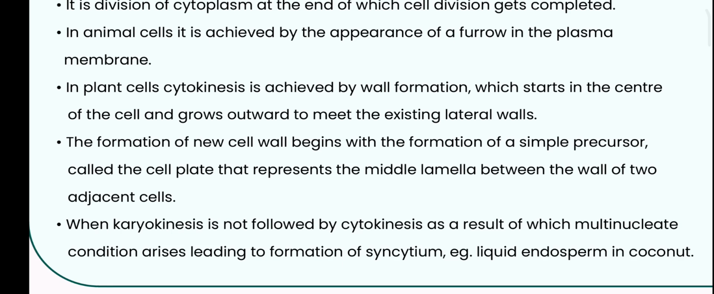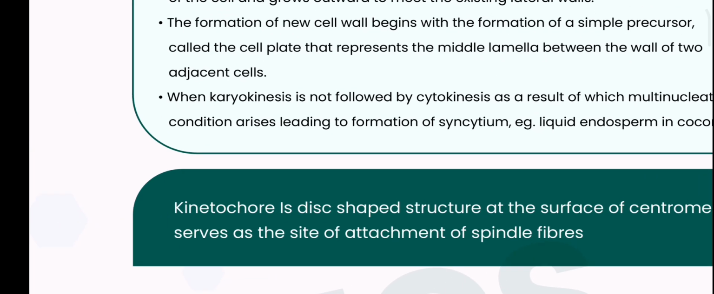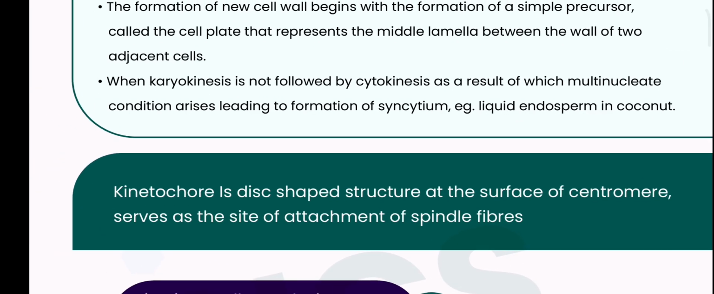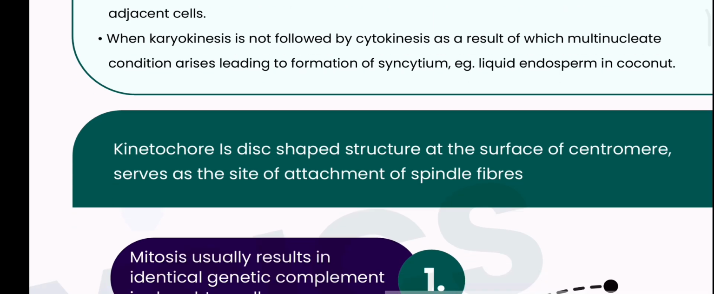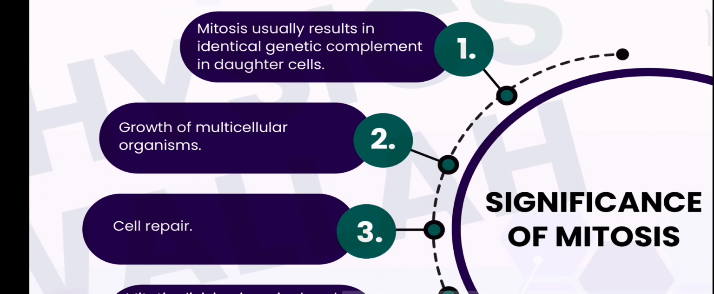When karyokinesis is not followed by cytokinesis, a multinucleated condition arises, leading to formation of syncytium, for example liquid endosperm in coconut. Kinetochore is a disc-shaped structure at the surface of the centromere, which serves as the site of attachment of spindle fibers. Then, what is the significance of mitosis?